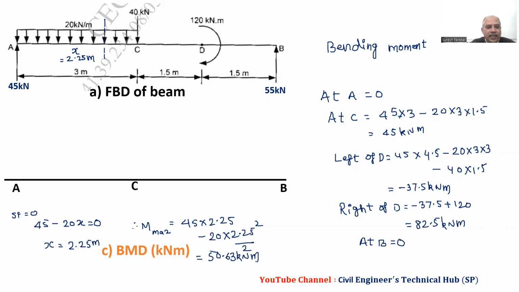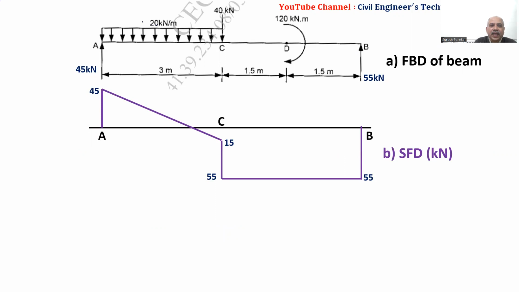Now we will plot it. At A, 0. Then at 2.25 meter, we have 50.63. So you can see we have this as 2.25 meter. Then at C, we have 45 kilonewton meter. Then at left of D, we have minus 37.5 kilonewton meter, and then right of D, 82.5. And at B, 0. Now I will explain this. You can see this is x to the power 0, this will be x to the power 1. Here we do not have anything, so start from 0. Always start from 0.